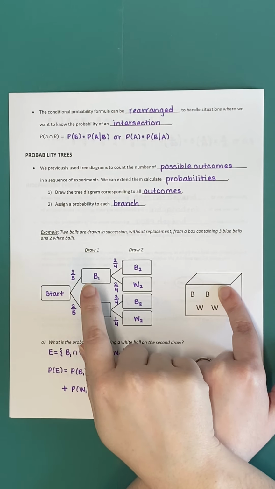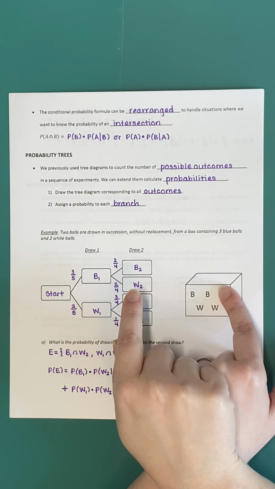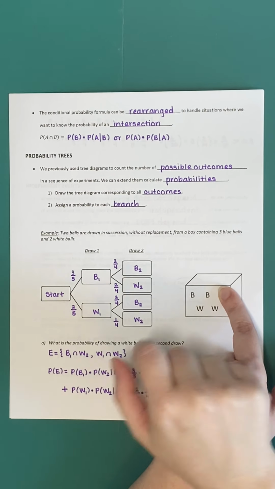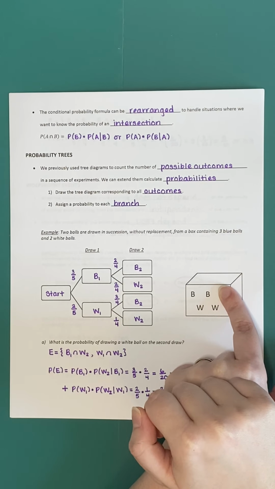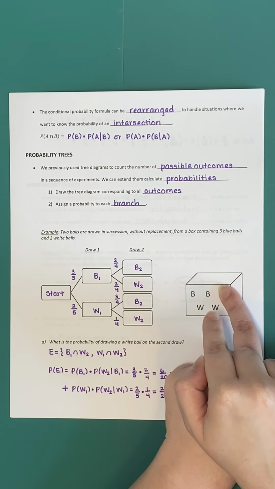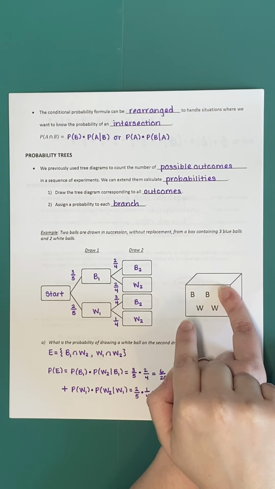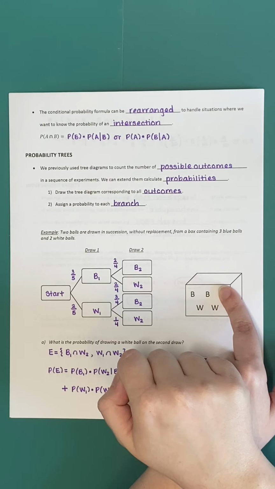Well, now suppose we drew blue the first time, but we draw white the second time. That's the other possibility. Well, how many ways are there to do that? Well, there's 2 ways to draw white. The number of white balls didn't change, so there's 2 ways to draw white, but now we only have 4 to draw from. So the probability of drawing white is also going to be 2 out of 4.